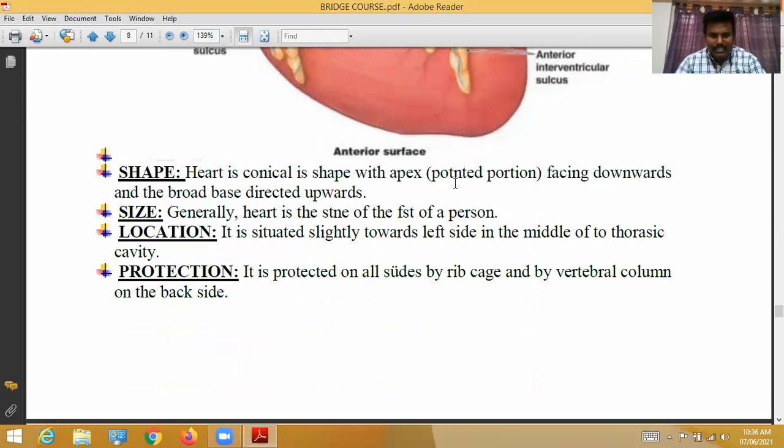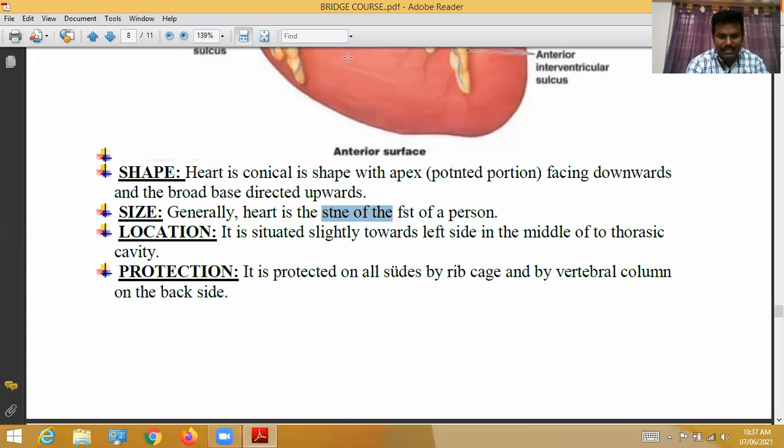Next, the size. Generally the heart is the size of the fist of a person. Fist means when the fingers of the hand are closed tightly. However big our fist is, that much is our heart size.